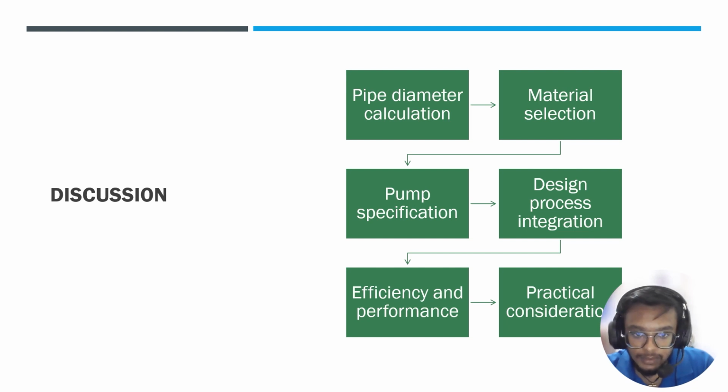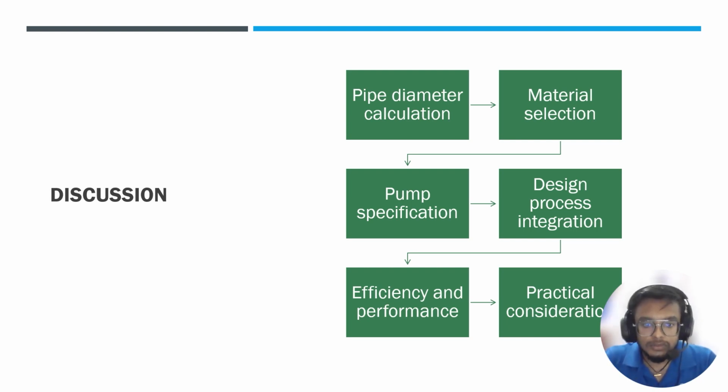And the fourth part is the design process integration. The theoretical calculation provided a solid foundation for designing the piping system. Simulations were employed to validate and fine-tune the design, ensuring the system operates efficiently with the specified parameters. While differences can arise between hand calculation and simulation results due to simplifications and assumptions in manual calculations, the simulation provides more accurate data. The fifth part is efficiency and performance.